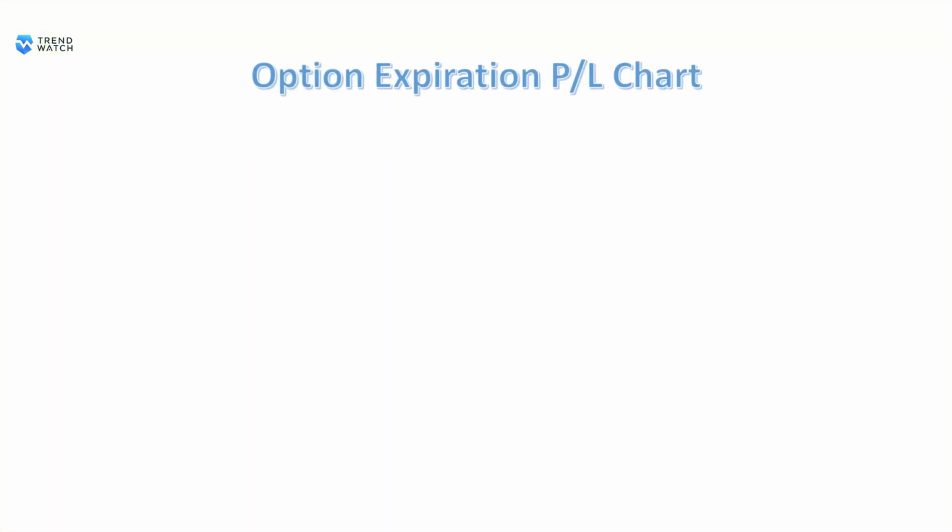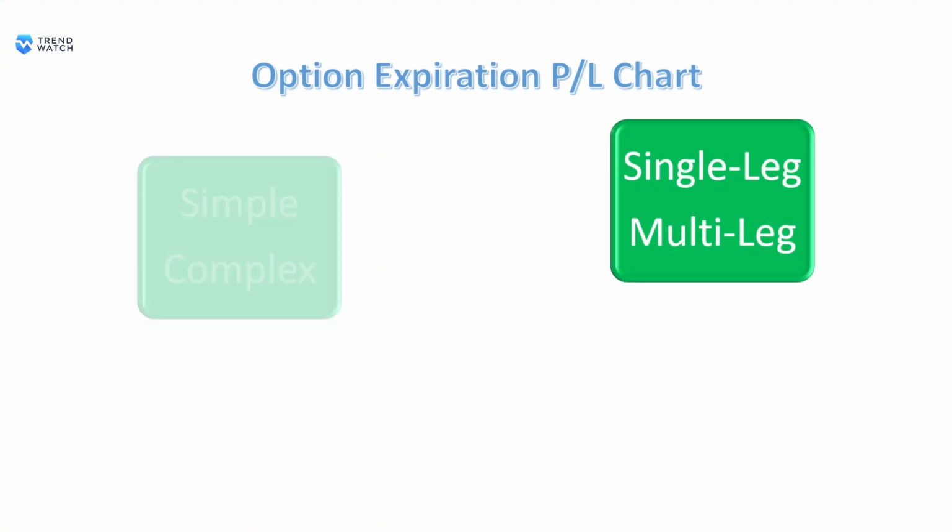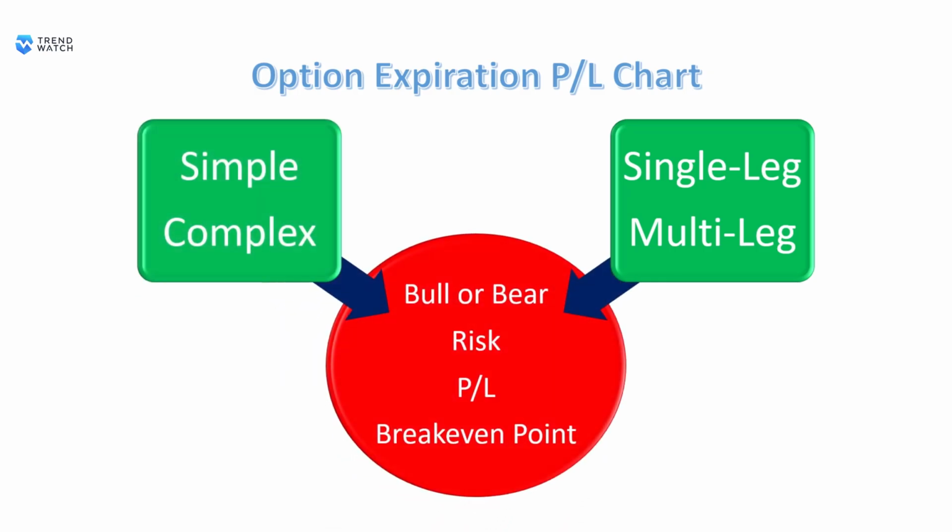Any option strategy, whether it involves a single leg or multiple legs, simple or complex, the expiration profit and loss chart for that strategy reveals important information, such as the expected direction, potential risks, profits, and break-even points. Therefore, the ability to interpret the expiration profit and loss chart is crucial for success in options trading.